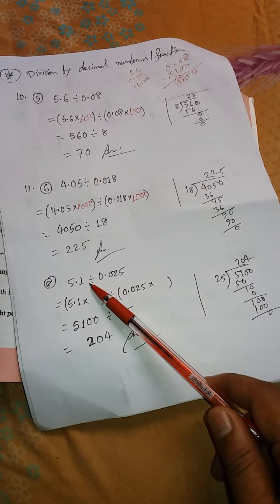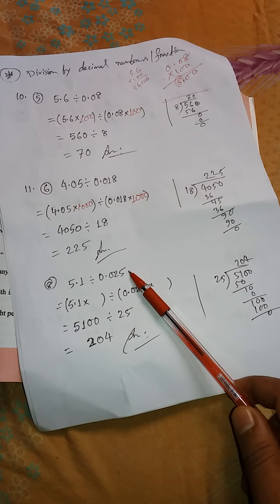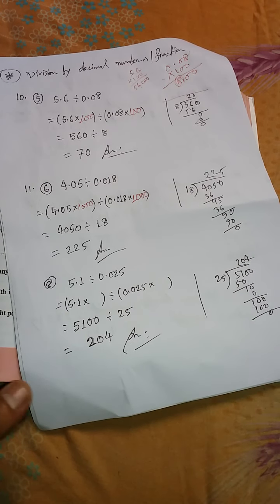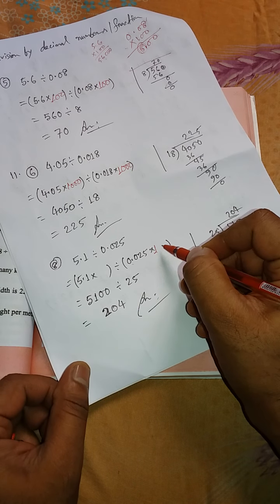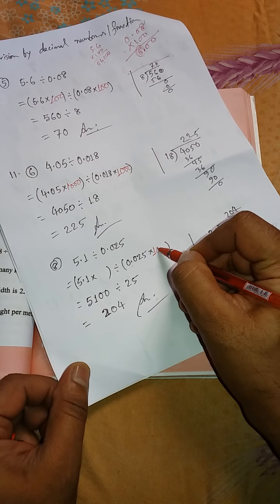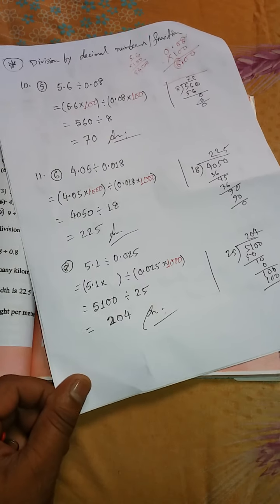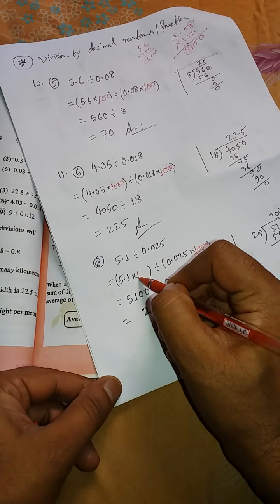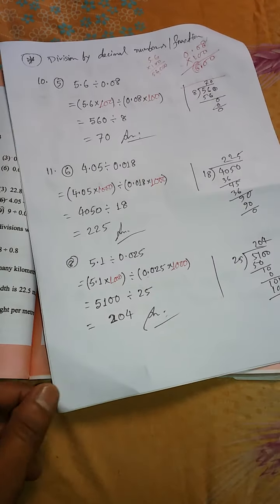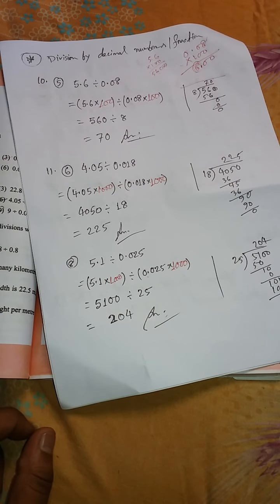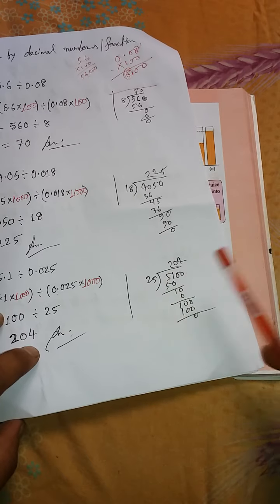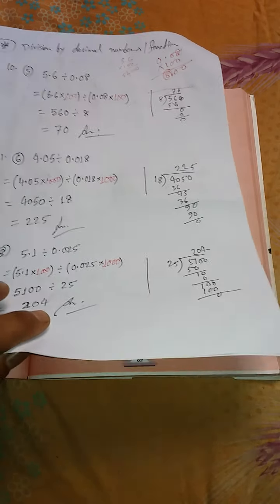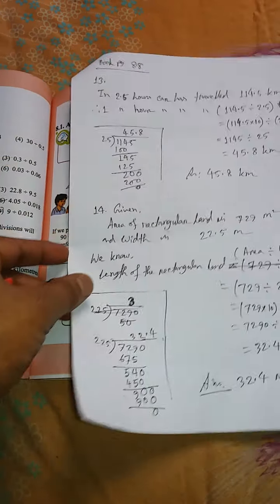Again, 5.1 divided by 0.025. You can see here also how much should I put for this decimal. I put 1, and there are 3 digits after the decimal, so it is 1000. So here also I have to put 1000. So you can see 5100 divided by 25 equals 204. I show the rough work here also. You can see now it is easy to divide.